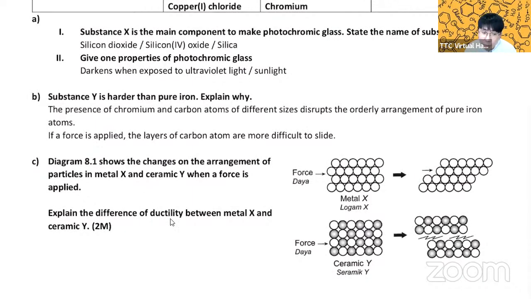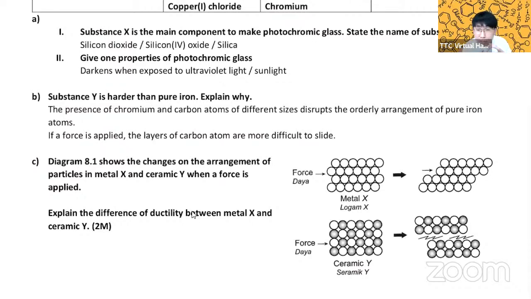So what's ductility, guys? What's the definition of ductile? Then, you learned this in physics. But definitely ductile and malleable have almost the same meaning. But ductile is more on what? It's more on bending, more on pulling.